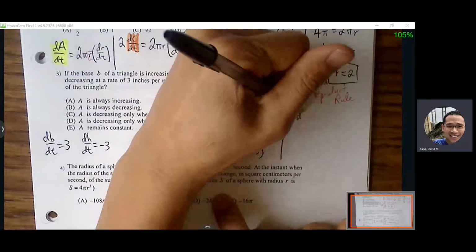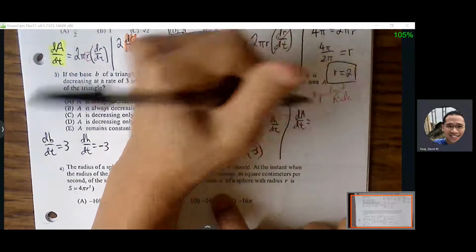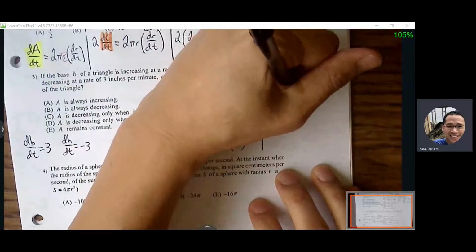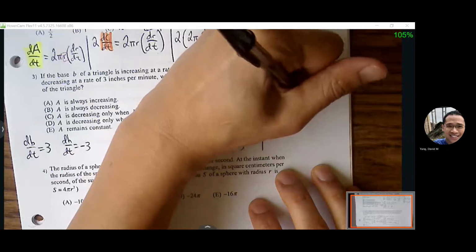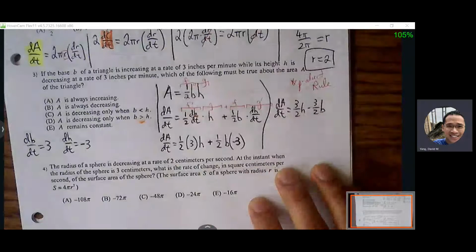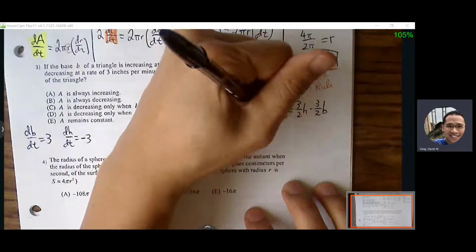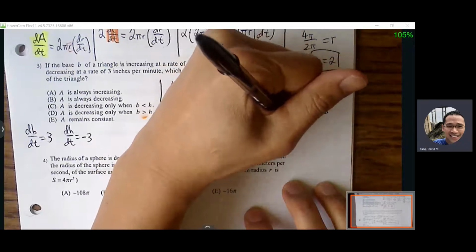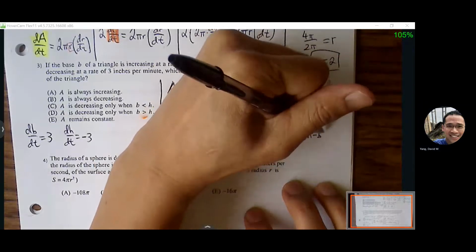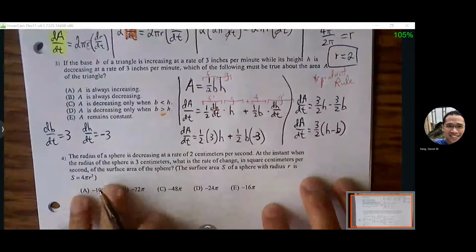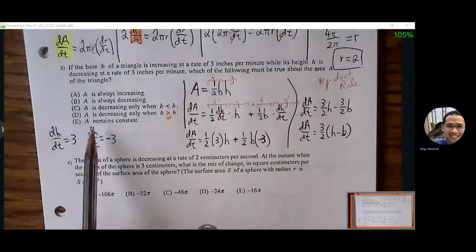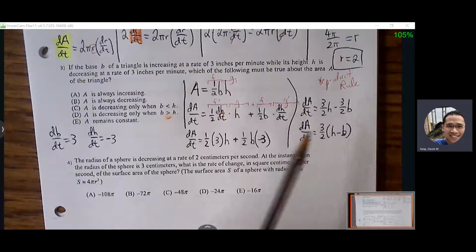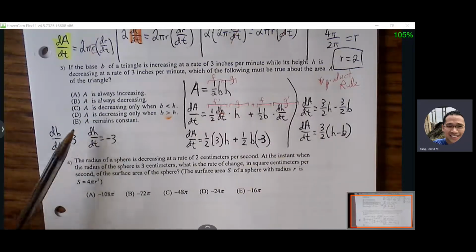Okay, let me clean this up here. dA dt is 3/2 h minus 3/2 b. Okay. Maybe it's helpful to factor 3 out. Let's just have different variations, and we can see which makes sense. All right. We don't know what h and b are. H and b could be anything, but we want to be able to make the appropriate conclusion here.